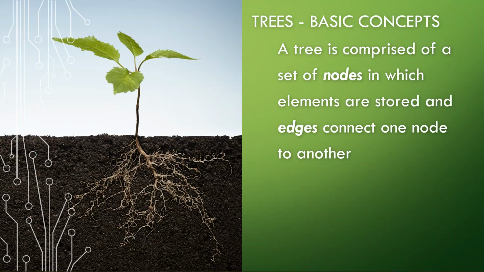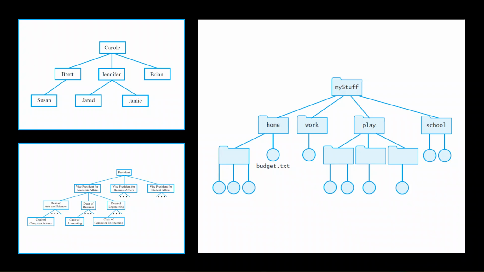So the idea is each node, just like a linked list, holds data. It will then have things that it connects to, and you have the edges being like the paths of who you connect to, from one node to another.